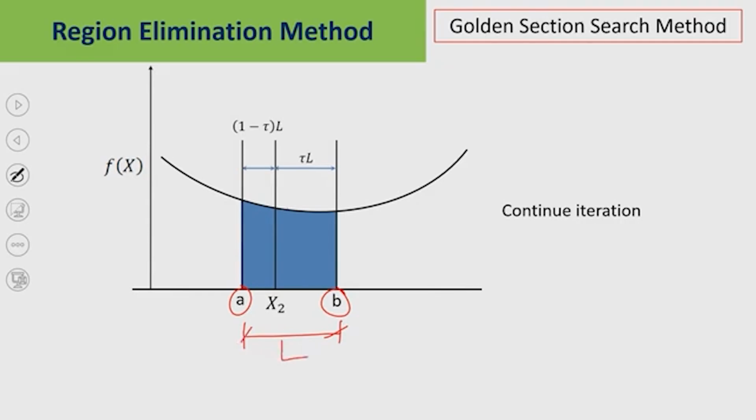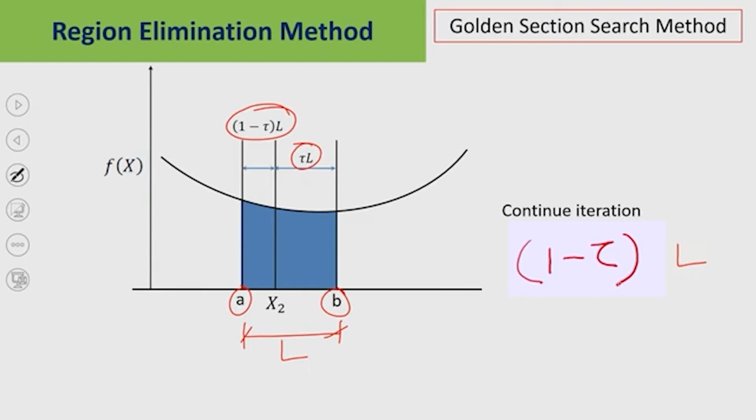Now, if you look at that, you can see that this value will be again tau L for the new L, and this value will be equal to 1 minus tau L for the new L. So, now this iteration will continue. Every iteration we are eliminating 1 minus tau into L region. And how many function evaluations are you doing here? At the first iteration I am doing 2 function evaluations, that is at x 1 and x 2.